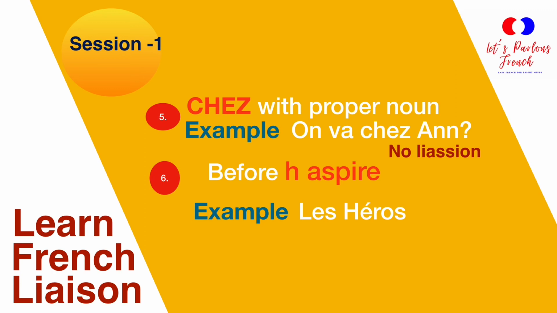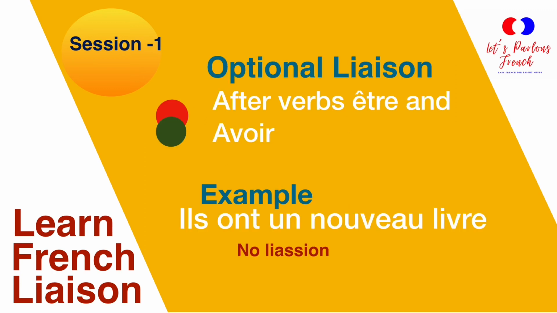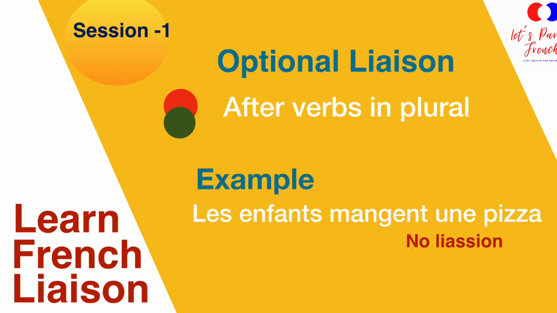Now there are some cases where liaison is optional, like after verb être and avoir. Example, ils ont un nouveau livre. Both are okay. Ils ont un nouveau livre or ils ont un nouveau livre. And the last case when liaison is optional is after verbs in plural. Les enfants mangent une pizza.